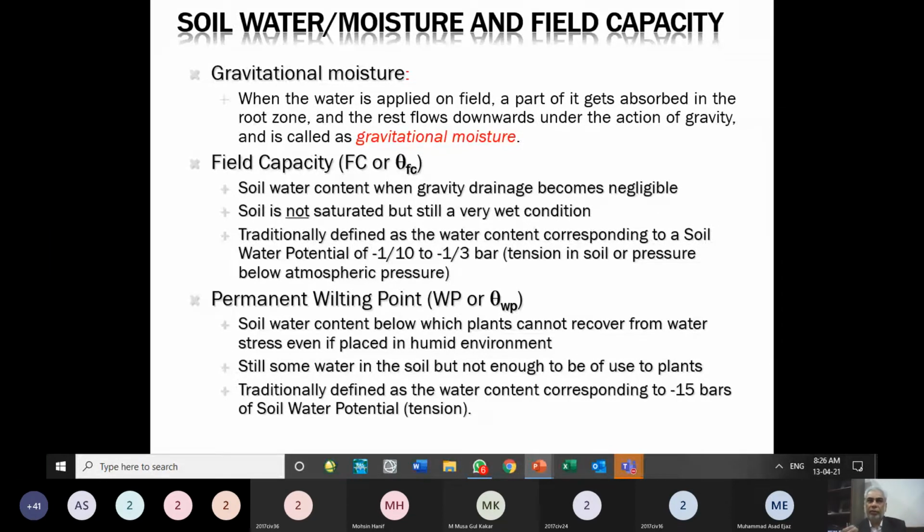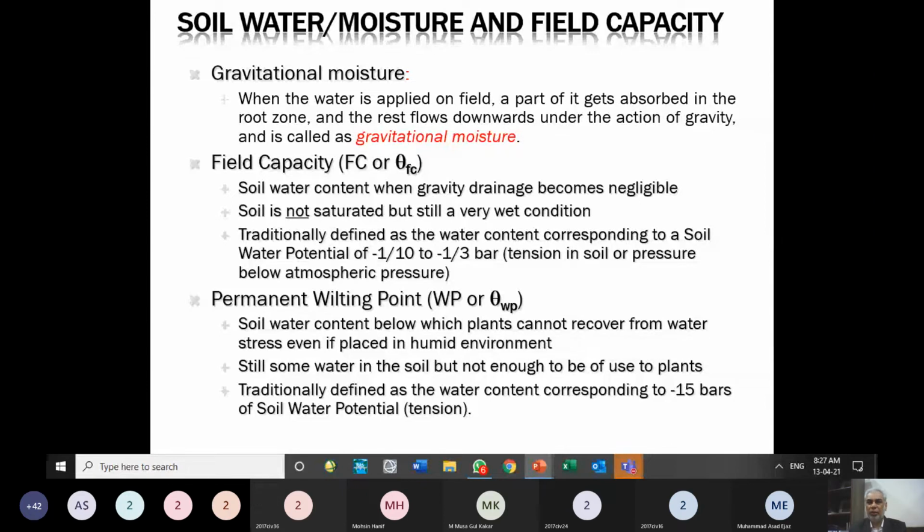So when gravitational moisture has already escaped from the soil, whatever moisture is left in the soil, if we measure that, is called the field capacity. And usually moisture content is represented in literature most of the time with the symbol theta. So theta with the subscript Fc represents field capacity moisture content, and sometimes we simply use Fc as a symbol. So it is simply the moisture content once gravitational water has escaped from the soil.